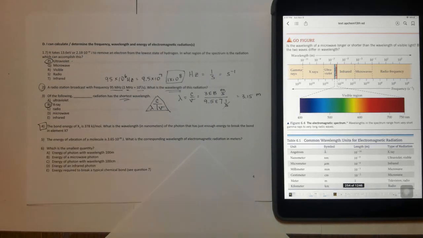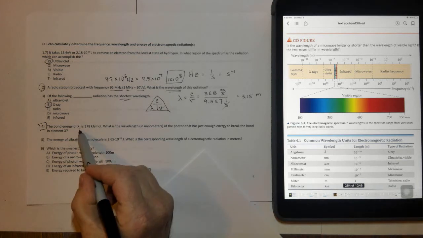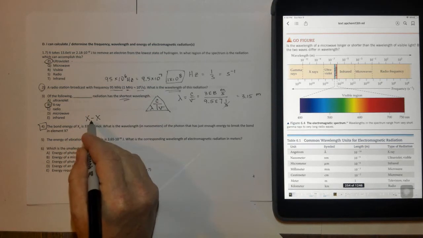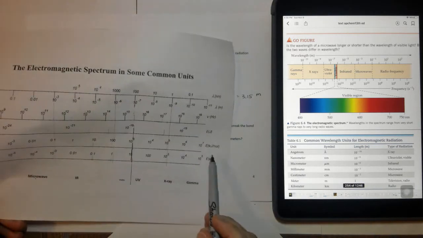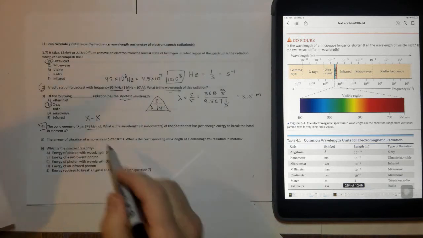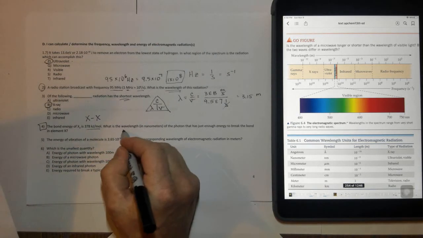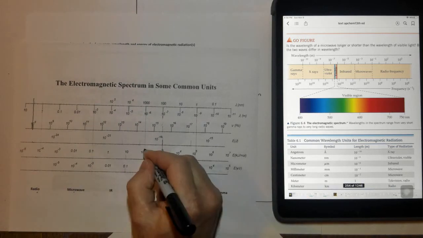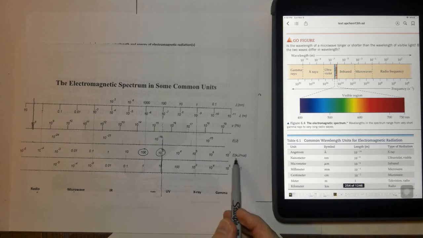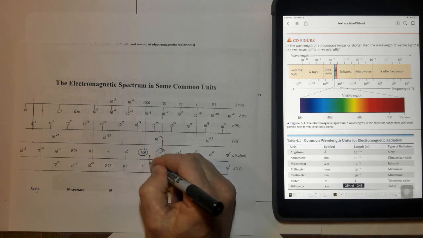Number 4, the bond energy of X to X, so this bond right here that holds those two elements together, is 378 kilojoules per mole. What is the wavelength in nanometers of the photon that has just enough energy to break the bond of this element? Well, fortunately for us on this chart, we're given energy in kilojoules per mole right here. And we're told that the energy is 378, and then we could compare that to find a wavelength and get an approximate value. So 378 would be somewhere between 100 and 1,000 right here. So 300 would be somewhere in here probably.